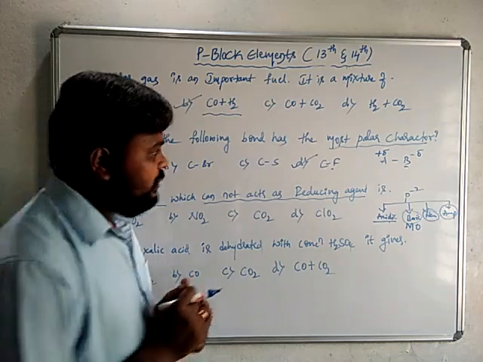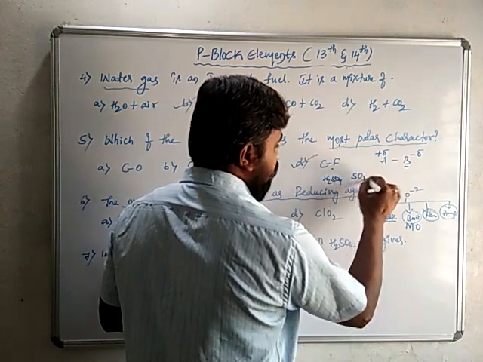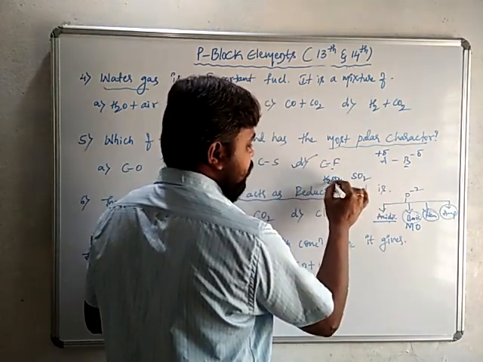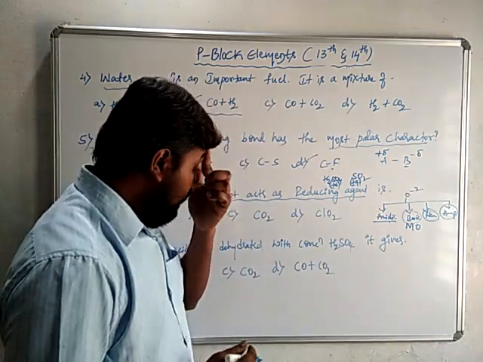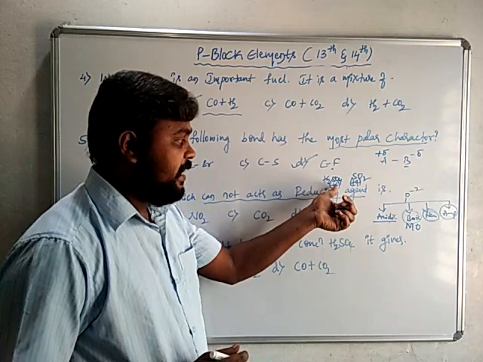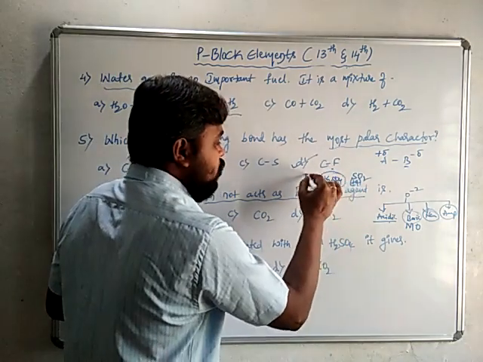So if you take two examples here, H2SO4 and SO2. Here the oxidation state of sulfur is +6, and here the oxidation state of sulfur is +4. So in the case of H2SO4, because of the maximum oxidation state of sulfur, this sulfuric acid can act as an oxidizing agent.